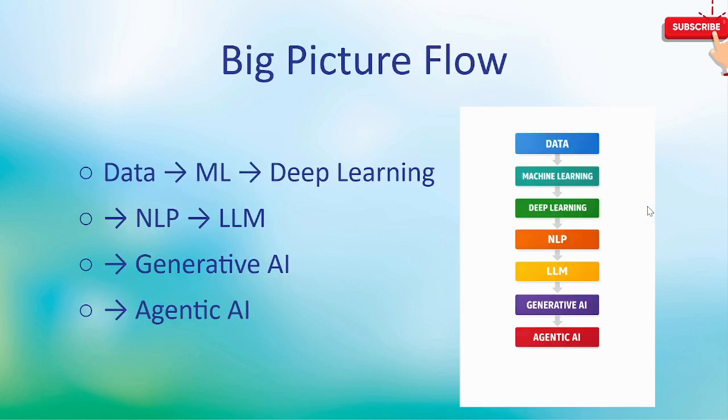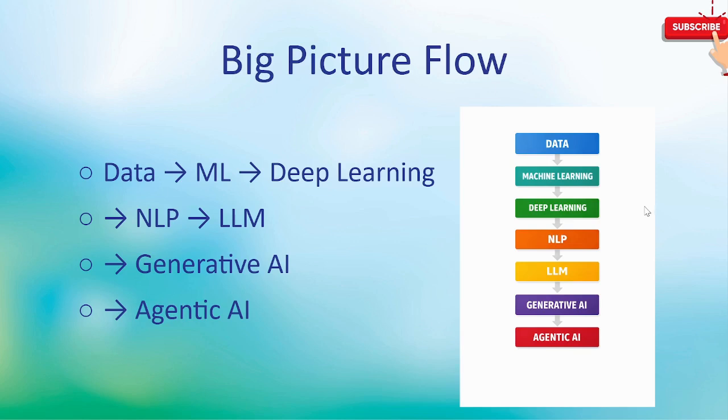First, let's understand the big picture. Think of AI like something that evolved step by step. It didn't suddenly become ChatGPT. It started from data, then learned patterns and became smarter. And now it can even take actions. Let me simplify this for you.